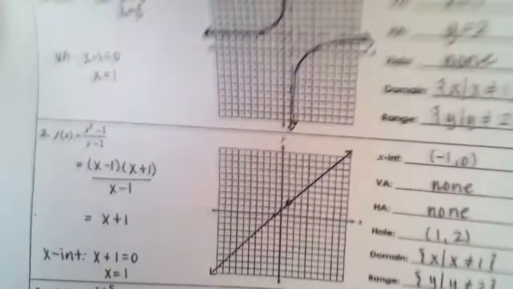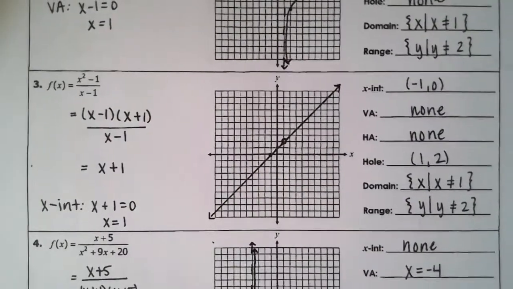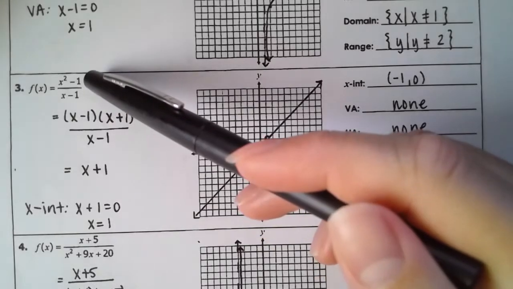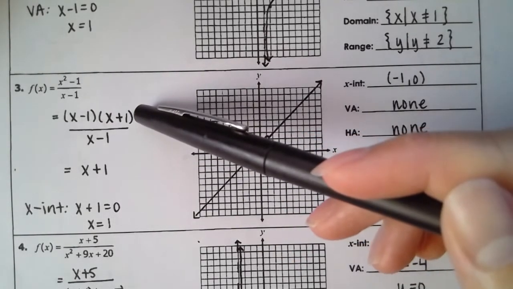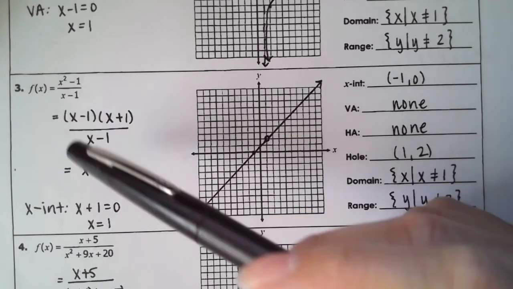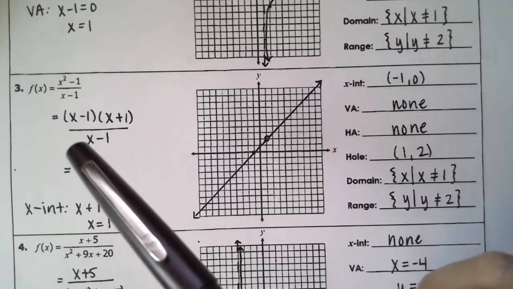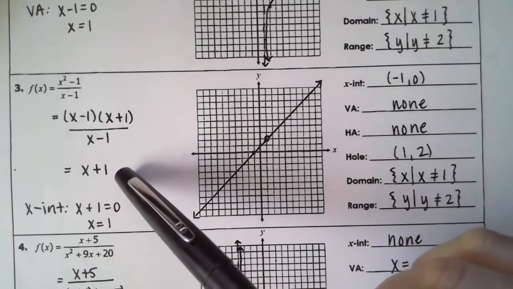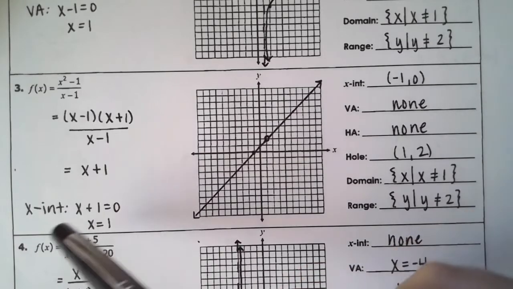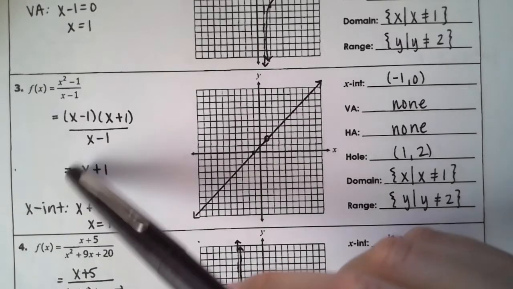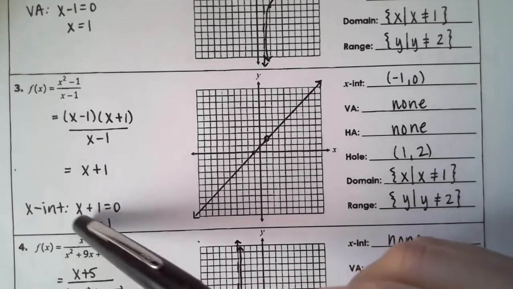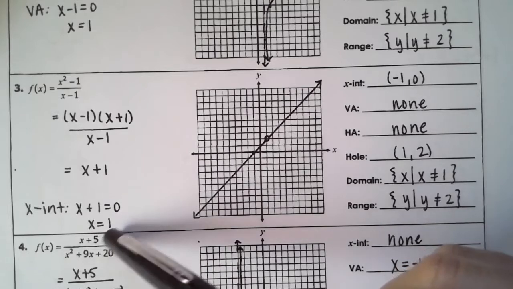All right, number 3. So here's our first case where we do have canceling. X squared minus 1 is a difference of squares. It factors out like this. Now I do have a common factor on top and the bottom, so I am going to have a hole. These would cancel and I get x plus 1. So this function here is really just x plus 1. So for my x-intercept, well, I get left with this. Technically, it could be a numerator if you just put it over 1, right? So I could find an x-intercept: x plus 1 equals 0, and I get x is equal to negative 1.